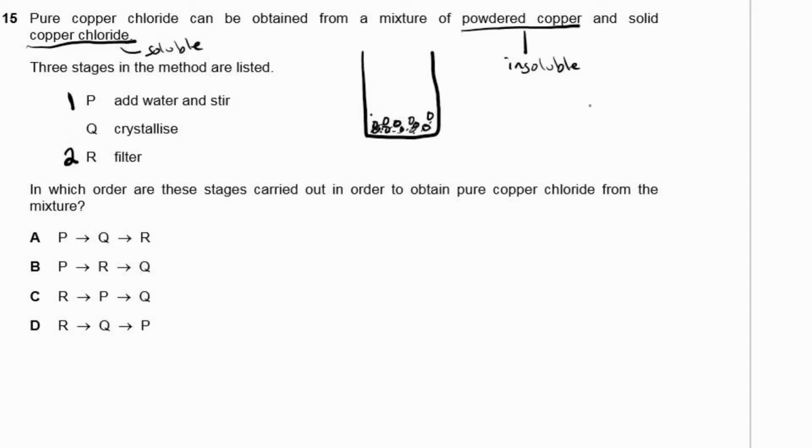So we are left with the blue solution. We have our filter paper. Beautiful. We have our pure copper inside the filter paper, and we have a blue solution of copper chloride. And now it's not pure because there's water in it. So we need to remove the water by evaporating it, which crystallizes the copper chloride. So the answer to this is P, R, and then Q. Which one's that? That's B. Answer is B. Okay, good job.